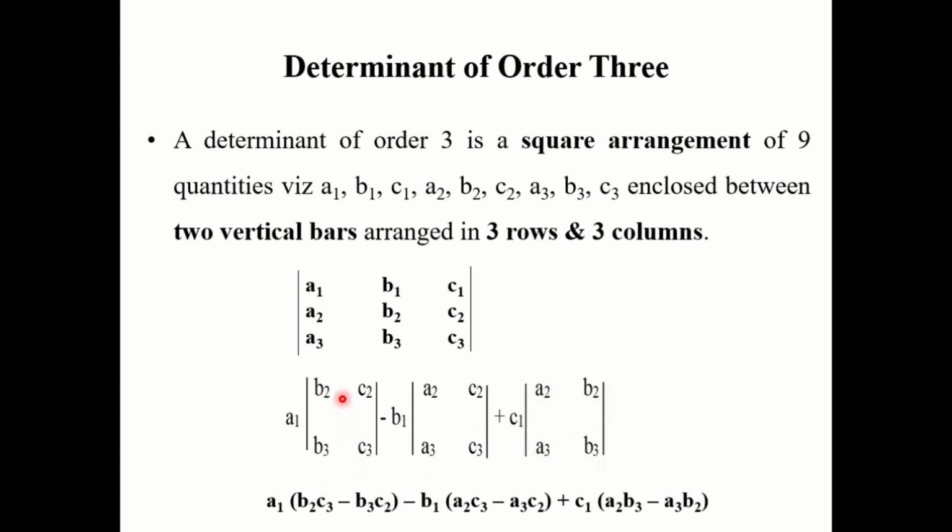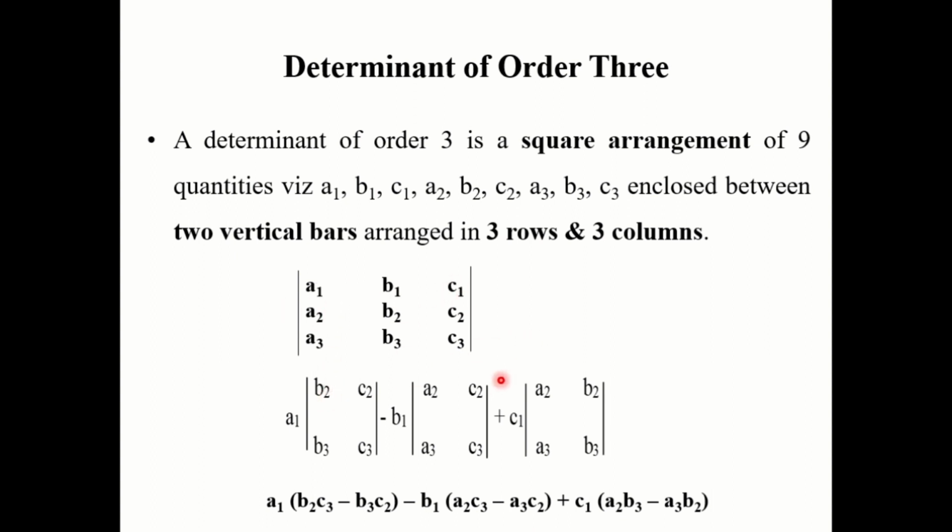Now for the expansion, in the previous slide we have seen the expansion of a 2 by 2 determinant. A1 in bracket B2 into C3 minus B3 into C2, minus B1 into A2 into C3 minus A3 into C2, plus C1 into A2 into B3 minus A3 into B2. This is the expansion of the determinant of order 3 by 3, meaning 3 rows and 3 columns.